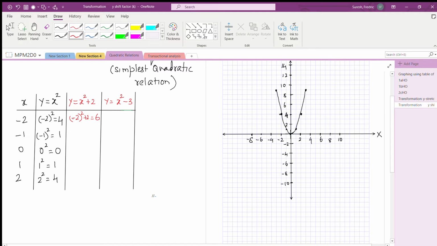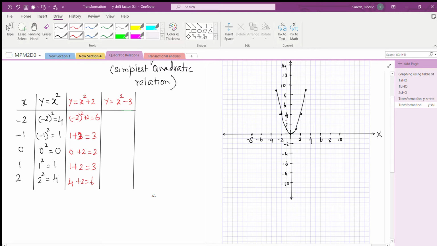For example, here 1 plus 2 is a 3. 0 plus 2 is a 2. 1 plus 2 is a 3 again. 4 plus 2 is a 6. Now I can plot these points and see what happens to the original graph, how it has transformed.